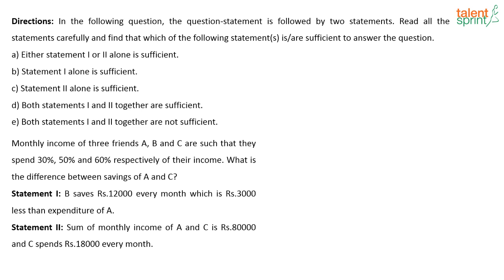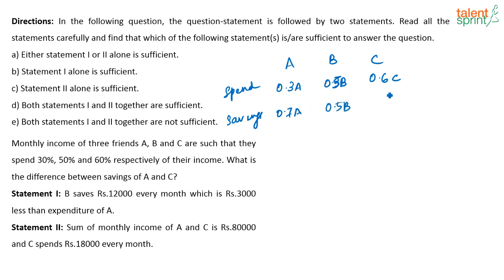Okay, so statement one, monthly income. There are three people, A, B and C, and they are spending. If A's income is A, B's income is B and C's income is C, A is spending 0.3 times A, B is spending 0.5 B, and C is spending 0.6 C. This is their spending. So we all know what their savings will be. Expenditure is spending, so what is their savings? Their savings will be the remaining: 0.7 times A, 0.5 times B and 0.4 times C. This is what we know from the question.